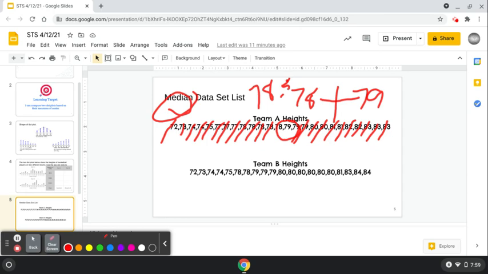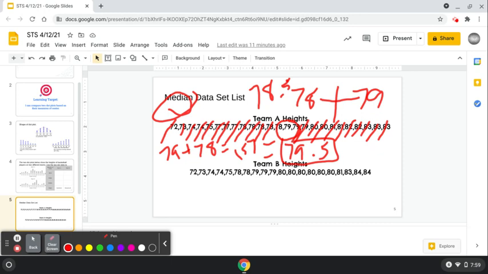If you're not sure how to do that, here's what you need to do. You need to find the average of these two, or the mean. What I'm going to do is say 79 plus 78, and that's going to give me 157. And then when I divide that by 2, it should come out to 78.5.